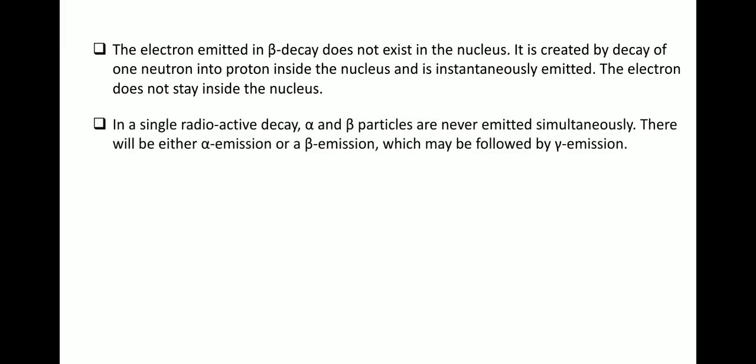The electron emitted in beta decay does not exist in the nucleus. It is created by the decay of one neutron into a proton inside the nucleus and is instantaneously emitted. The electron does not stay inside the nucleus. In a single radioactive decay, alpha and beta particles are never emitted simultaneously. There will be either alpha emission or beta emission, which may be followed by gamma emission.